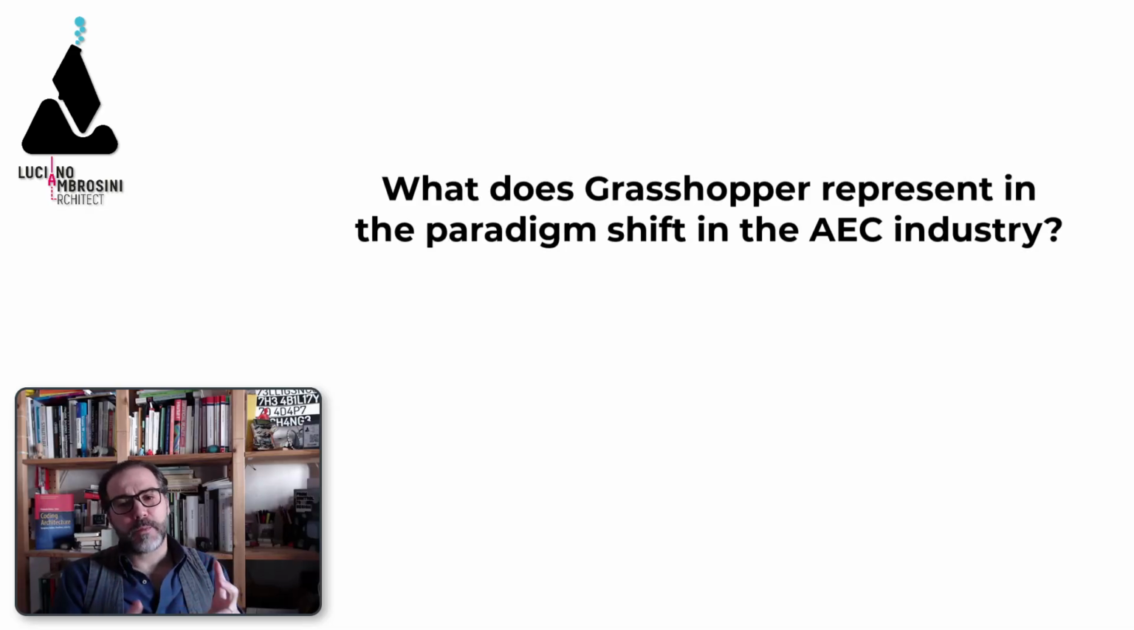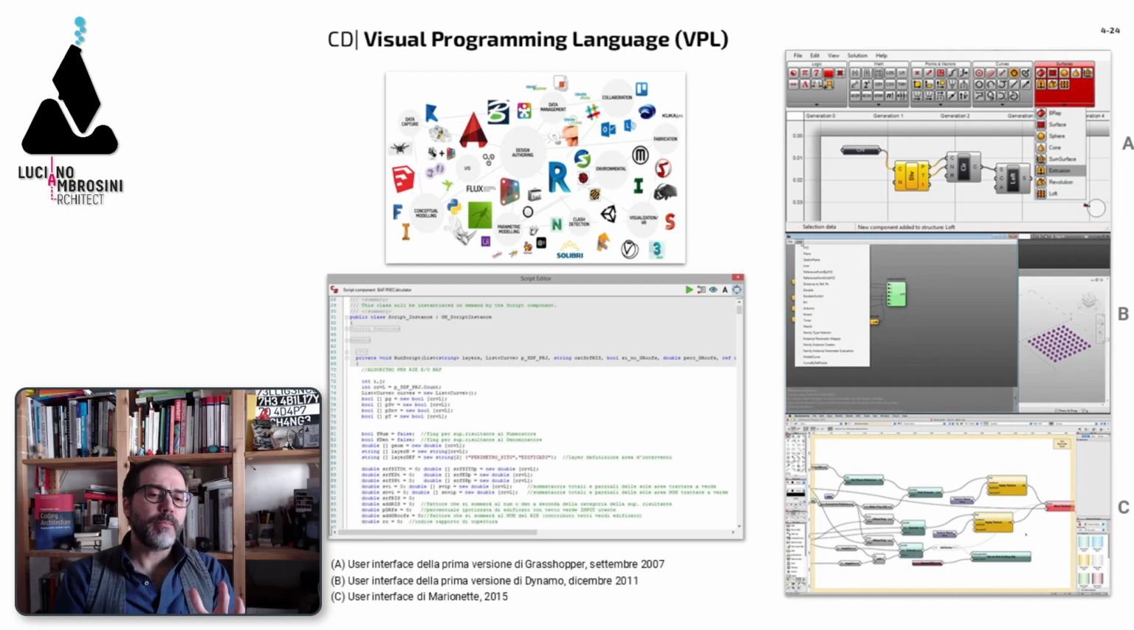What does Grasshopper represent in the paradigm shift in the AEC industry? Let's say that computer programming has always represented a way of interacting with machines. Languages such as Lisp, MathScript, Fortran, or like the parameterization associated with the geometric elements were already present in other tools, in other application software like Generative Components by Bentley, for instance. Grasshopper has not created the node logic.